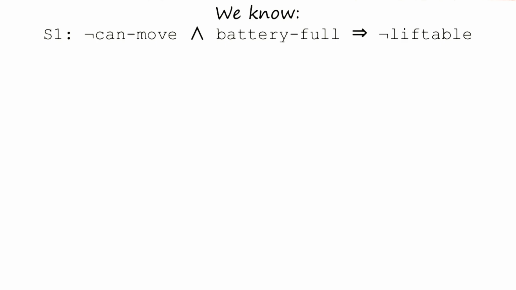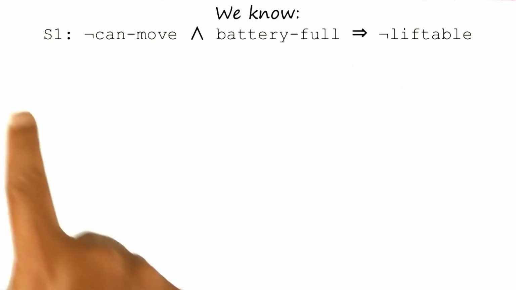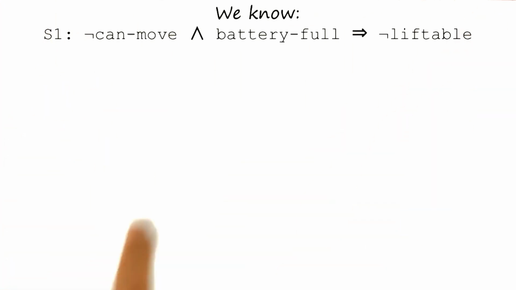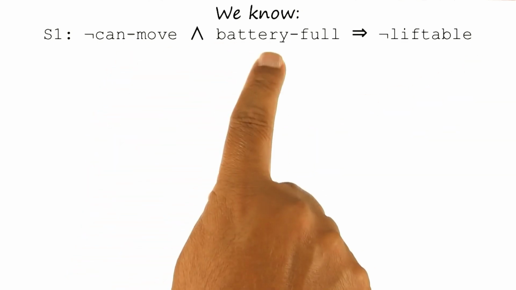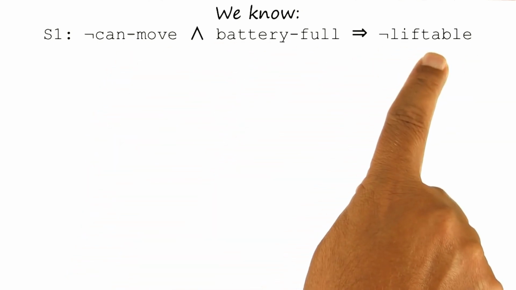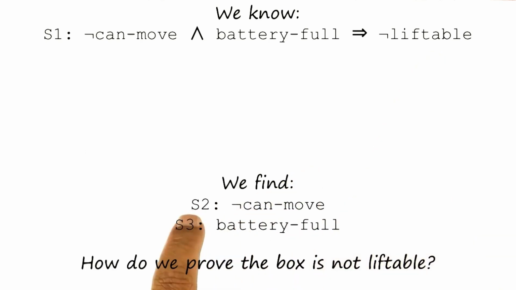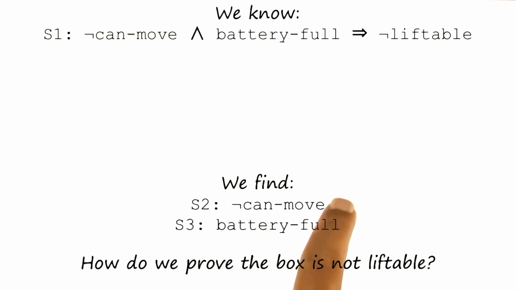So now the robot begins with slightly different knowledge in its knowledge base. Suppose that the knowledge in its knowledge base is: cannot move and battery full means it's not liftable. It finds from its percepts again it cannot move. So it checks its battery and finds that the battery is full. So there are two new sentences that get written in the knowledge base. Now the knowledge base contains 3 sentences.